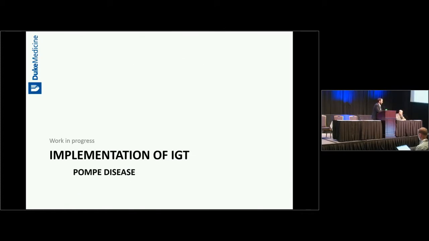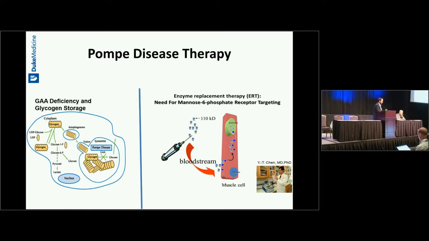I'm going to talk in detail about implementation of IGT in Pompe disease. So this is our disease model where there's deficiency of acid alpha-glucosidase, a lysosomal hydrolase, and it causes accumulation of glycogen in the lysosomes, lysosomal dysfunction, and muscle weakness. So there is a standard of care therapy developed by Y.T. Chen and colleagues at Duke, injecting the recombinant human GAA periodically. It's taken up at the mannose-6-phosphate receptor at muscle and then trafficked to lysosomes where it's activated and it can clear glycogen.